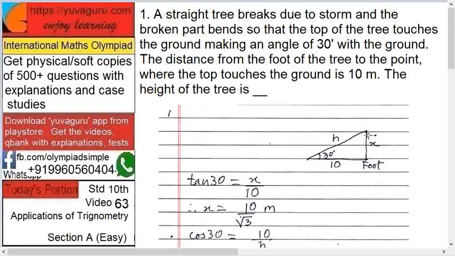This is the tree, it has broken from here, made an angle of 30 degrees. Now you want the height. Height means what? Of the tree. It means this x plus h. Total of these will be the height of the tree.